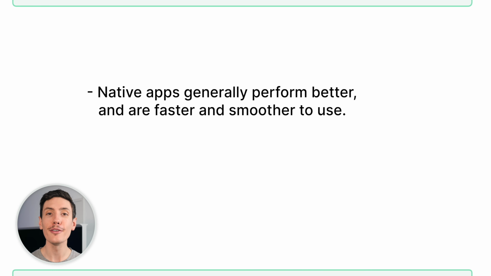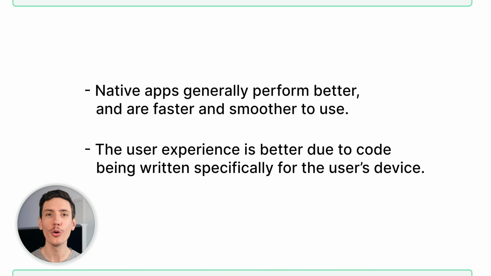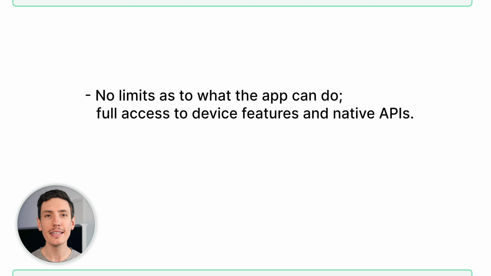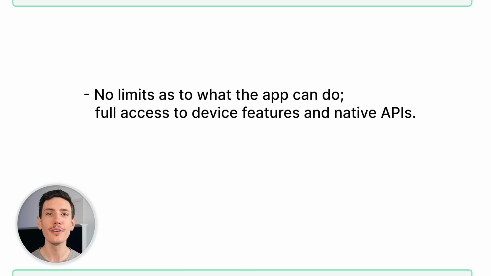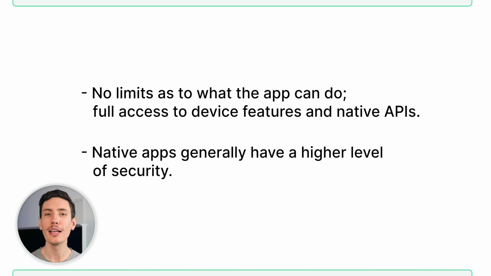Some of the pros are native apps generally perform better and are faster and smoother to use. The user experience is better due to code being written specifically for the user's device. There's no limits as to what the app can do, such as full access to device features and native APIs. And native apps generally have a higher level of security.